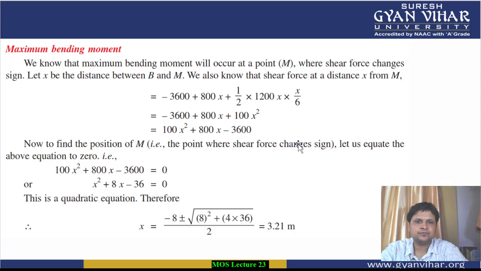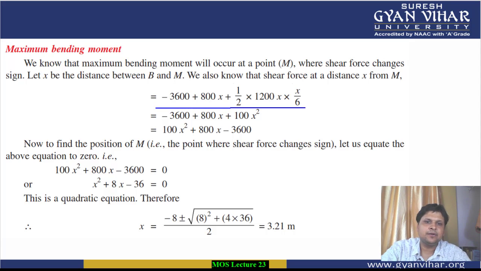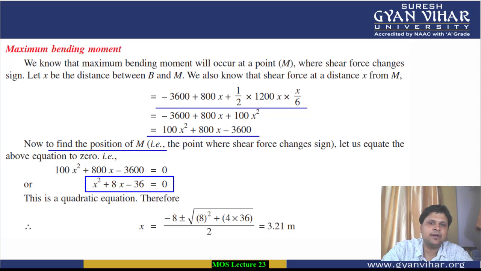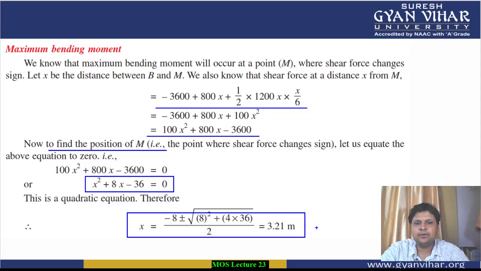See, the shear force at a distance x from M can be calculated in this way. All right, this is the equation for shear force. And to find the position of maximum bending moment, what will we do? We will equate it to 0, because at shear force equal to 0 you will have maximum bending moment. So putting it equal to 0, you find x equal to 3.21.